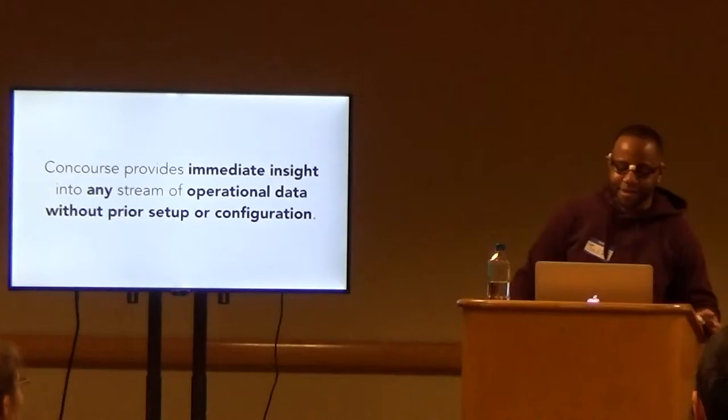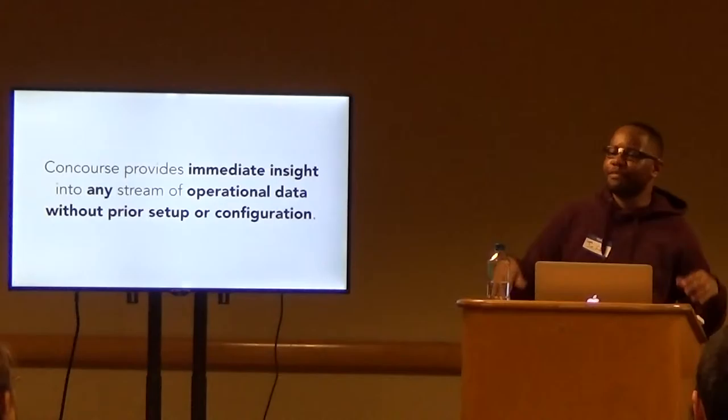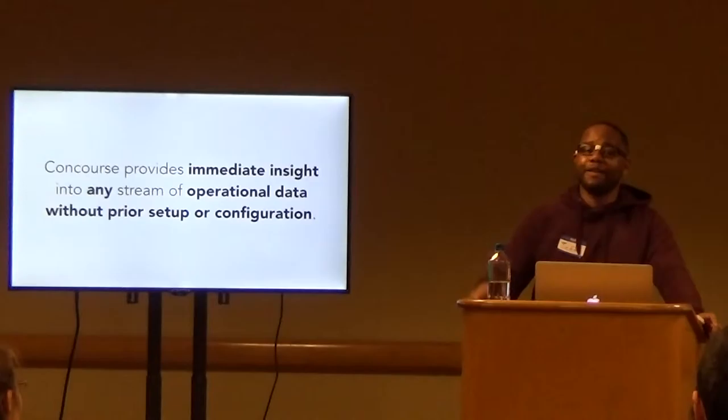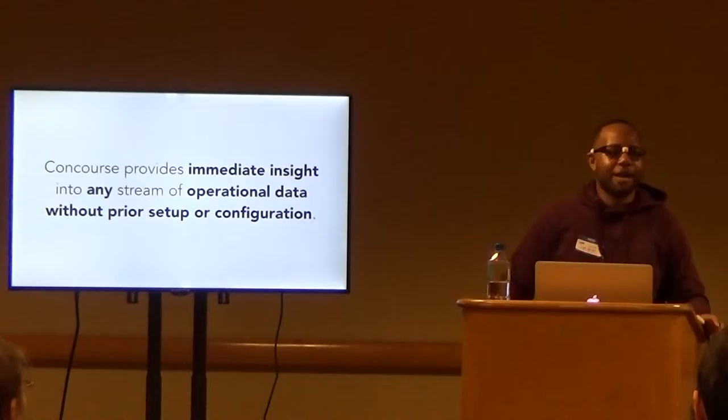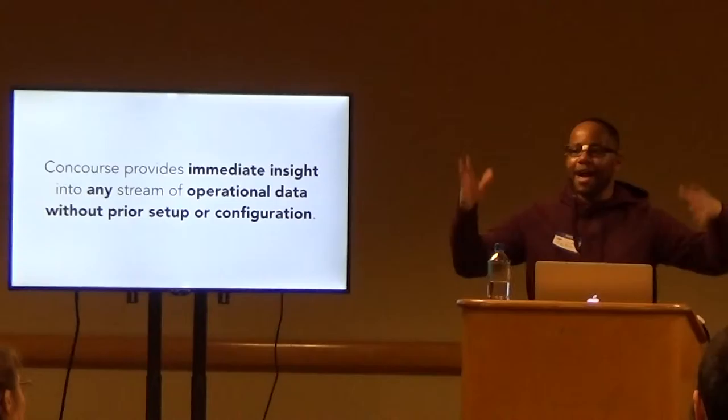Operational data, what does that really mean? Well, this means mission critical or business critical data that you cannot afford to lose or you will go out of business. This is the type of data for which you would use ACID transactions. And the last part, without prior setup or configuration, this means, again, no schemas, no background jobs, no MapReduce, no cron jobs where you say, here's a bunch of data, do some crunching on it, then I'm going to do some analysis over it, right? So this is a lot of stuff that Concourse seeks to do.